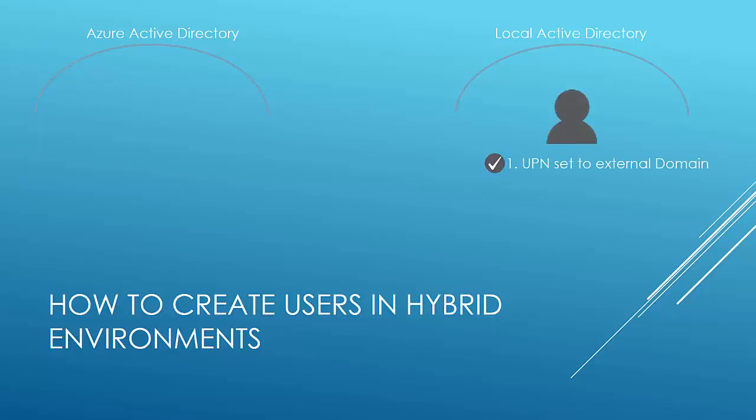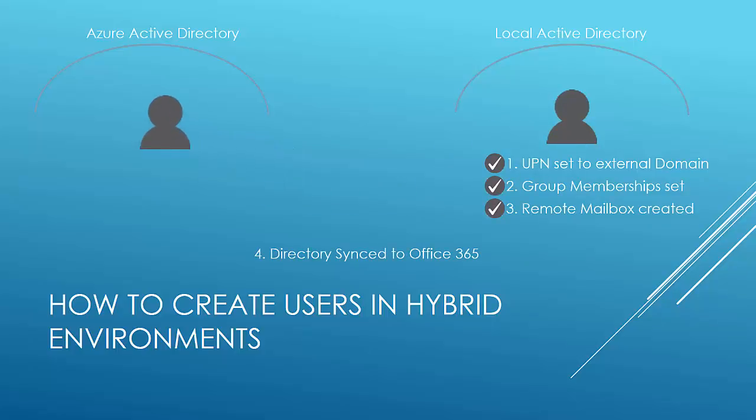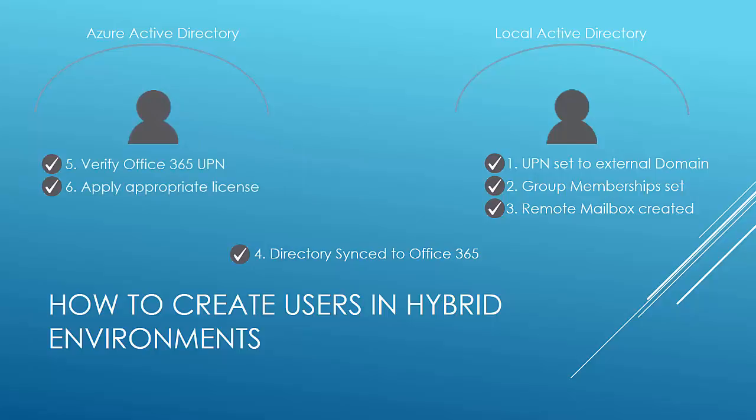So we've got our little user out there. The UPN needs to be set to the external domain. Their group memberships are set, all that stuff, and then a remote mailbox is created, and I'll discuss that in a little bit here. Then Active Directory syncs to Office 365. We're going to want to go out there and verify the Office 365 UPN is set correctly, and I can show you a very easy way to find out if that was done right or not.